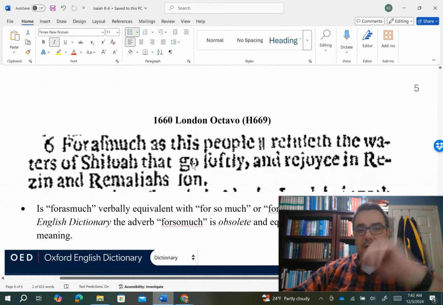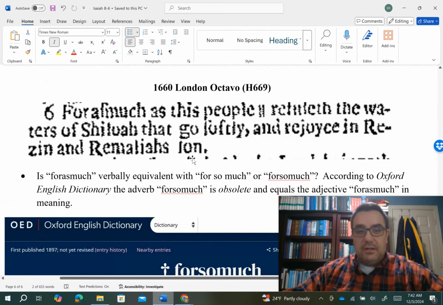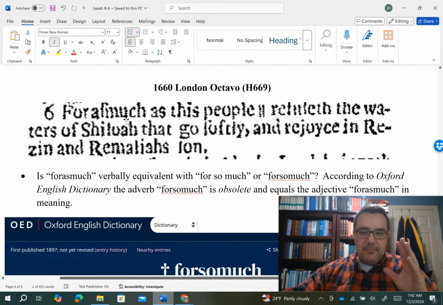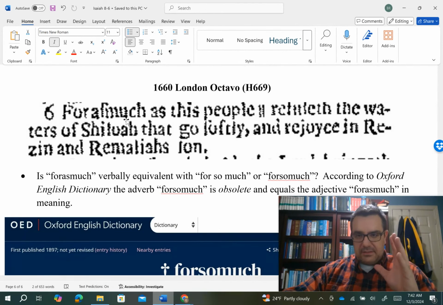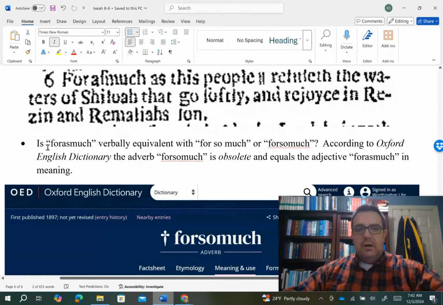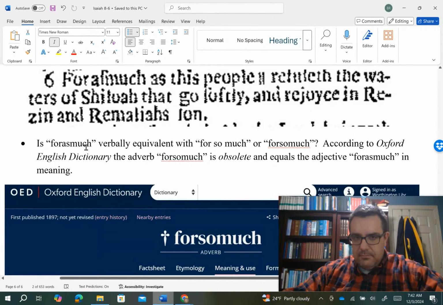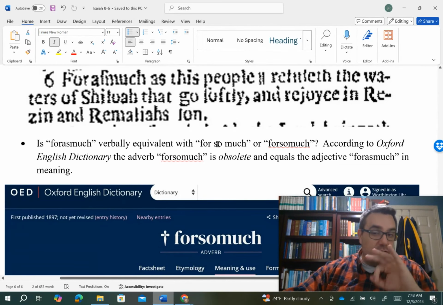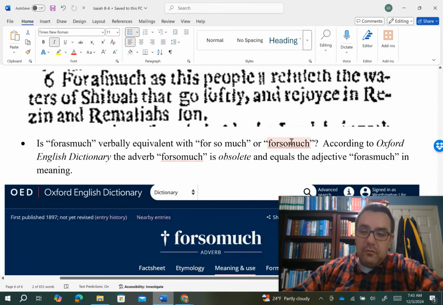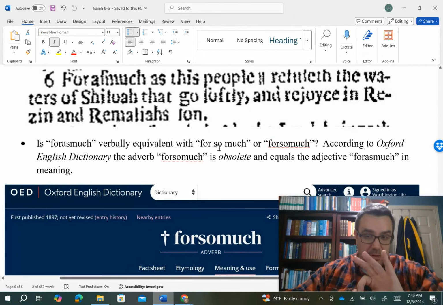So here is a screenshot of a 1660 London Octavo, Herbert catalog number 669, and we can see right here at verse 6, "forasmuch." Okay? So it's the first time that we see this reading, 1660. So, is "forsomuch" verbally equivalent with "for as much" three words, or "for so much" three words, or "forsomuch" one word?